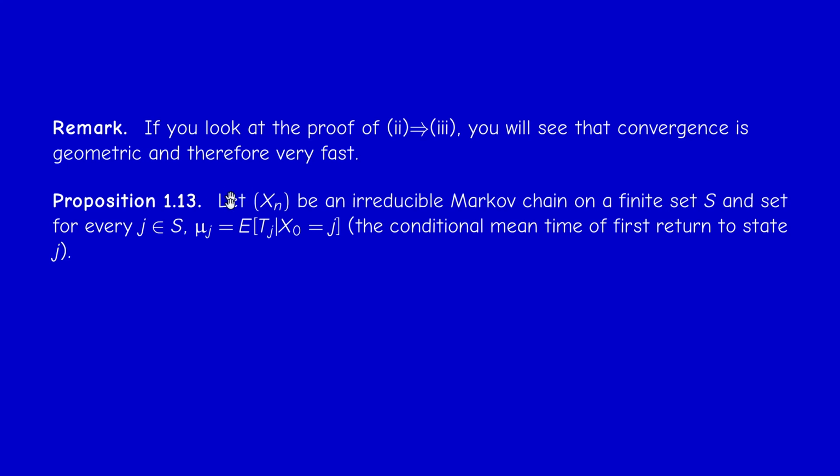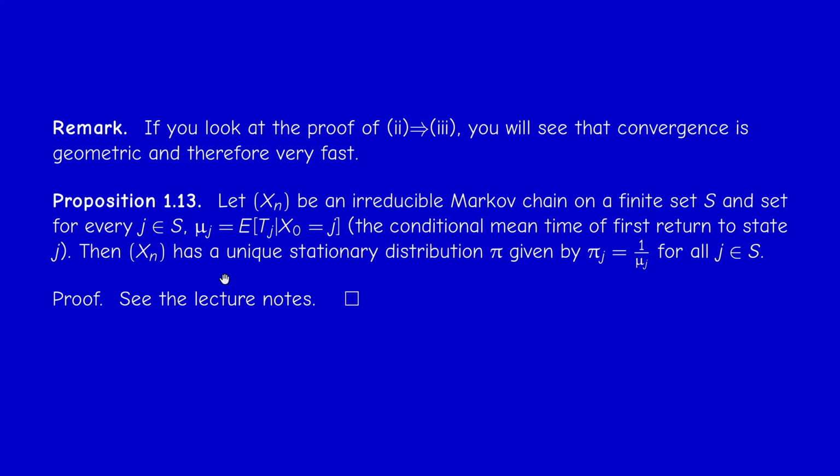And last result, I will not prove because it's very technical and lengthy, not instructive. It's also in the lecture notes, you can see it. If you have just an irreducible Markov chain, then actually if you set mu_j to be the conditional expected value of T_j, which is the conditional mean time of first return to state j, then Xn has a unique stationary distribution given by the inverse of these expectations.